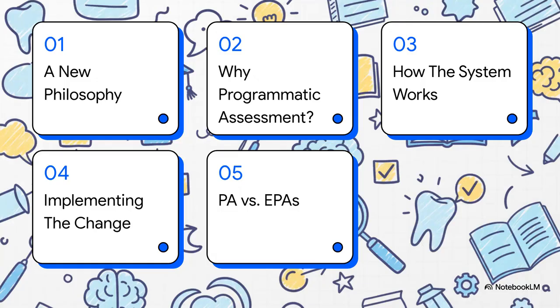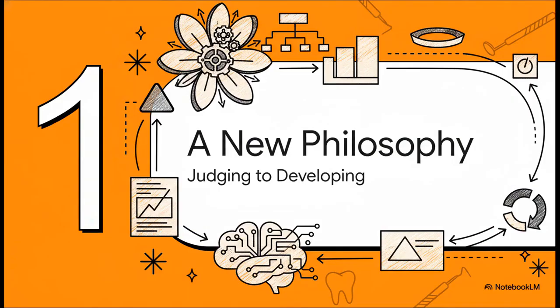So here's what we're going to cover. We'll start with the big picture, the new philosophy behind all this. Then we'll dig into the why this approach is gaining so much traction. After that, we'll get into the nitty-gritty of how the system actually works. We'll touch on what it really takes to implement this kind of change, and we'll wrap up by clearing up a common question. What's the difference between programmatic assessment and EPAs? All right, let's dive right in.